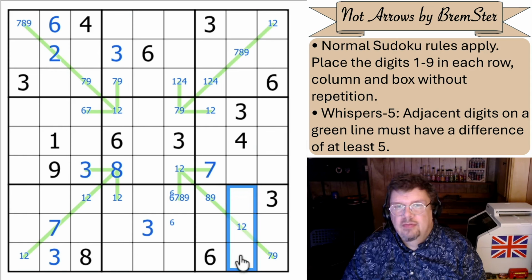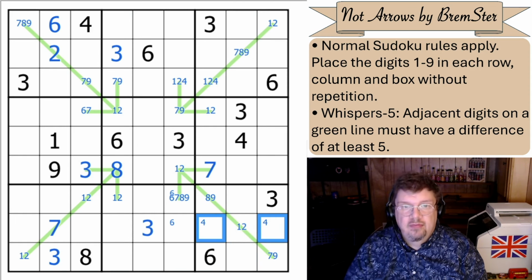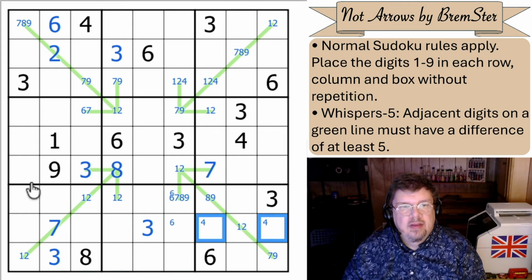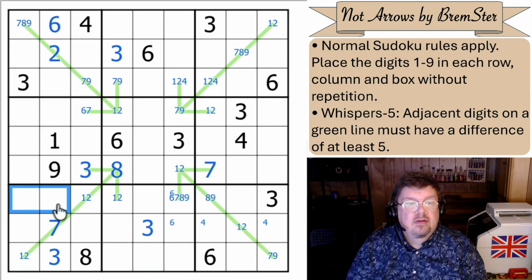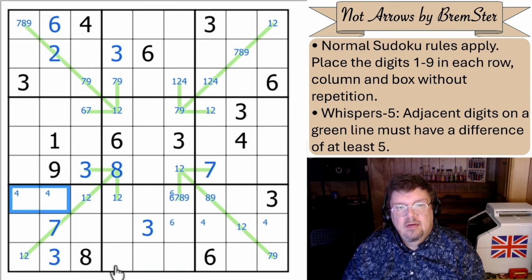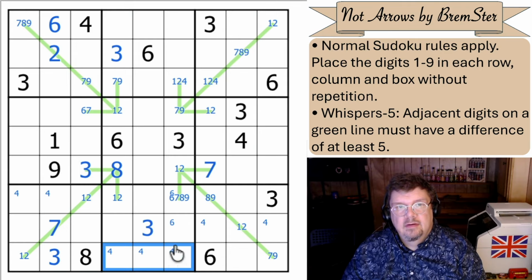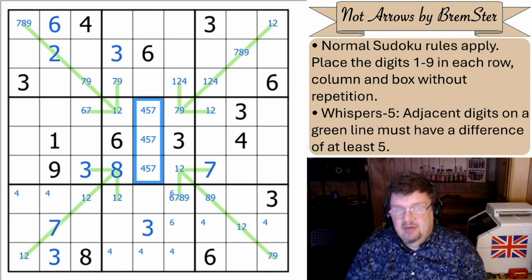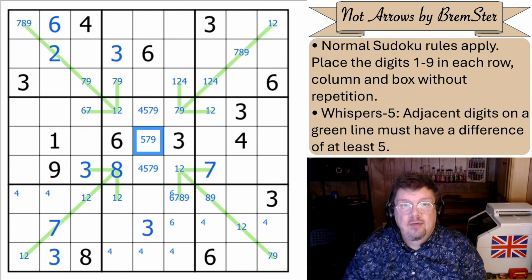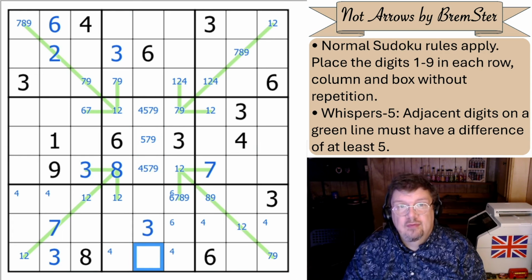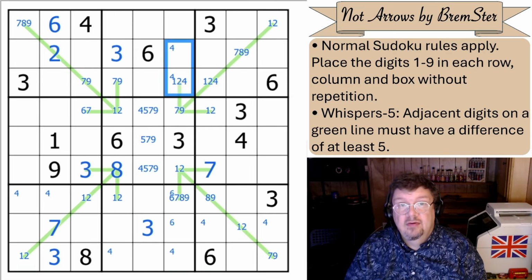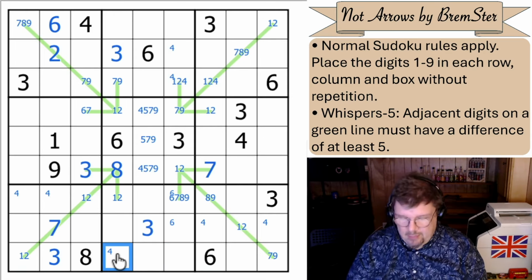Four is not in any of those, so 4 is in one of those two. That means that 4 in box 7 is in one of those two, which places 4 in one of those 3. But, right, so these are from 4, 5, 7, and 9, and that's not a 4, but 4 is in one of those, so that's not a 4. 4 now can't be there, and it's not there, so 4 is in one of these two. And that means that's not a 4, and that one is.